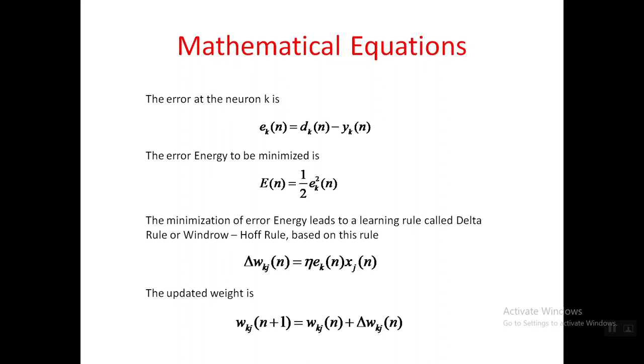The weight will be updated as Wkj of n plus 1 is equal to Wkj of n plus delta Wkj of n. If we do all these steps, we will get one iteration completed. Once we have completed the iteration, we need to see the error again.